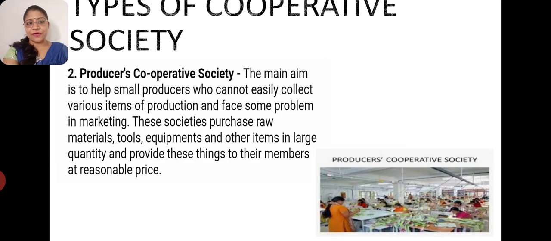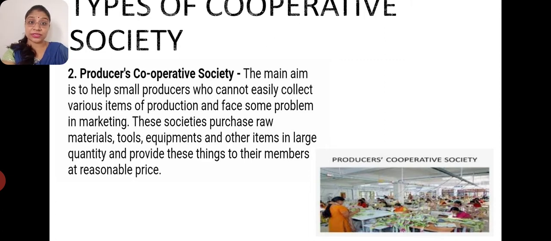Next we will see the type of cooperative society, the producers cooperative society. The name itself will tell you, the producers come together and form a cooperative society. These are small producers who cannot easily collect the various items required for production, and they even face some problems in the marketing of their ready products. So they make a producers cooperative society and purchase raw material, tools, equipment, whatever is required for production. They purchase this in a large quantity, and then provide it to their members, who are small producers. So they benefit with a reasonable price.